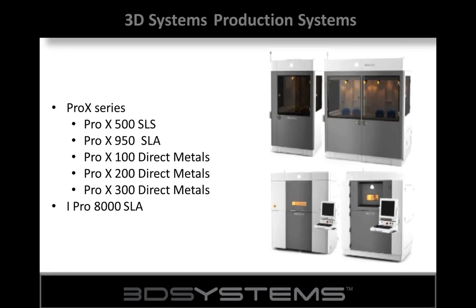Okay, on the output side we have the 3D Systems production systems. Here as an example the ProX series and the iPro series. This is just a selection of 3D Systems printing machines. Those are for direct production, so you can directly print a metal part.